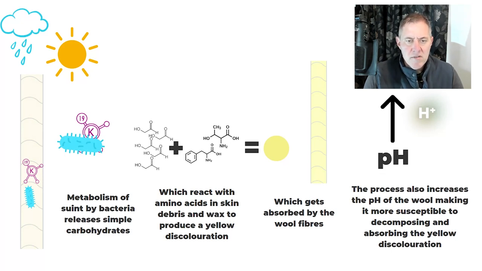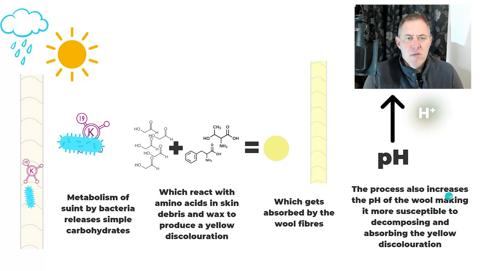It then gets absorbed up by the wool fibres. That process, as it happens, also increases the pH of the wool, making it even more susceptible to decomposition and more likely to absorb that yellow discoloration. So you often see, when the conditions are right, which is warmth and sunlight, that yellow staining, and it's not from protein or other stuff. It's just from this process that we've just gone through.